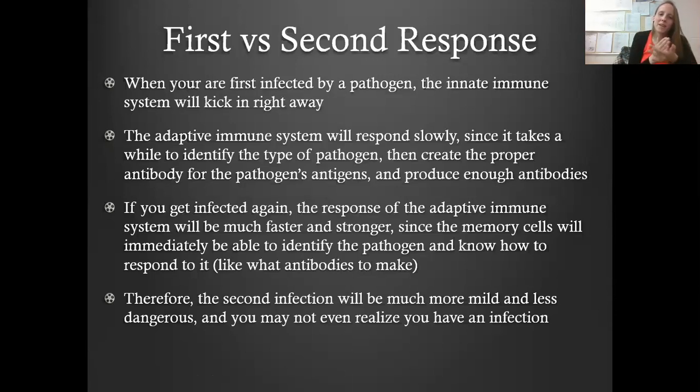Okay, so when you are first infected by a pathogen, your innate immune system kicks in right away. The adaptive immune system has to respond more slowly because it has to first identify the pathogen, then come up with the right antibody, and then produce all the antibodies. However, if you get infected by that pathogen a second or a third or whatever time, the response of the adaptive immune system happens much, much more quickly and much, much more strongly because of the memory cells remembering what antibodies we have to make, for instance.